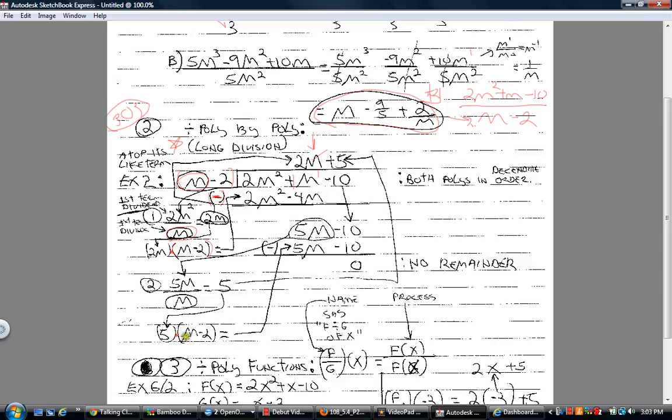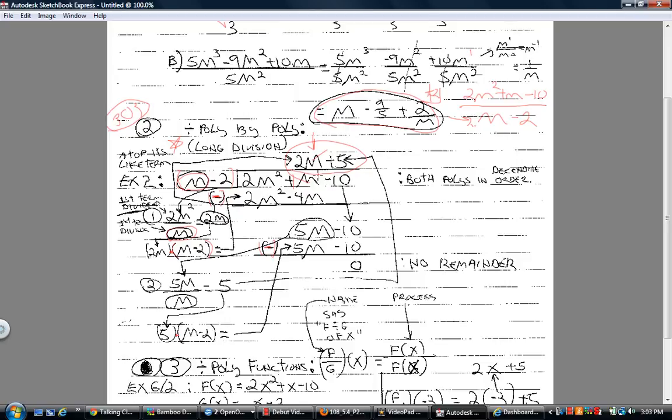Now here's my work. 5, which was the quotient, multiplied by the entire divisor, m minus 2. So here you go. 5 times m, 5m. 5 times minus 2 is negative 10m. Excuse me, negative 10. Subtract the columns. 5 minus 5 is 0. Negative 10 minus a minus 10 turns out to be 0, and we have no remainder. And this is your answer, 2m plus 5.